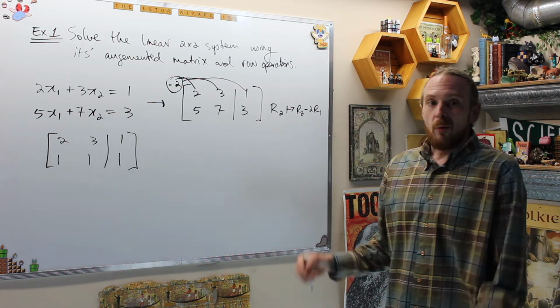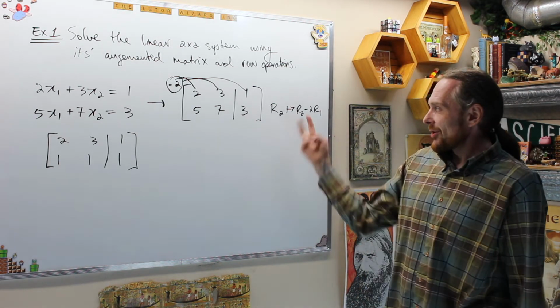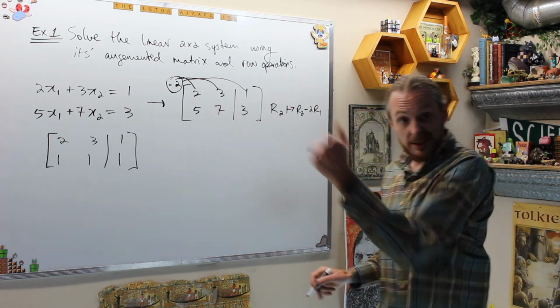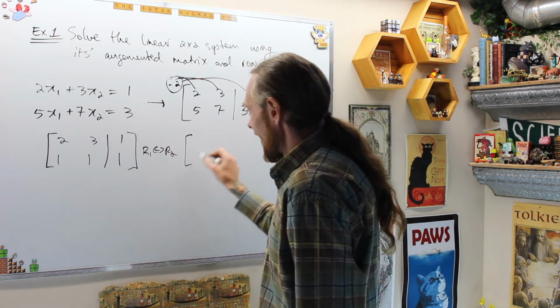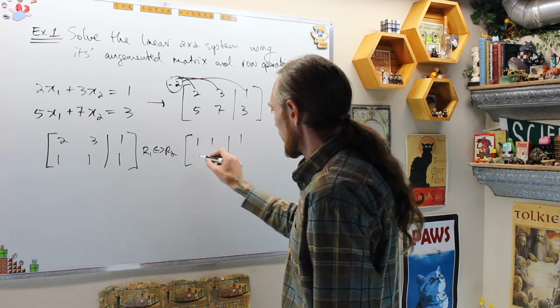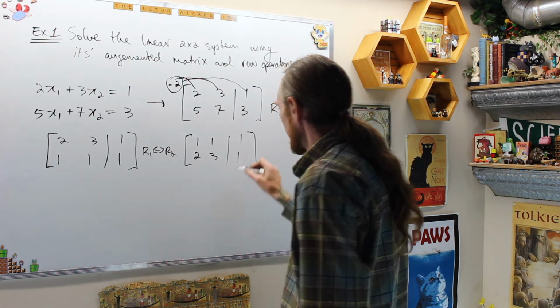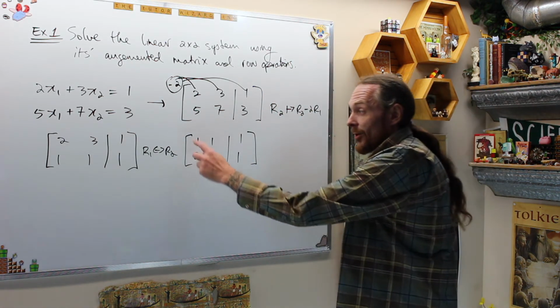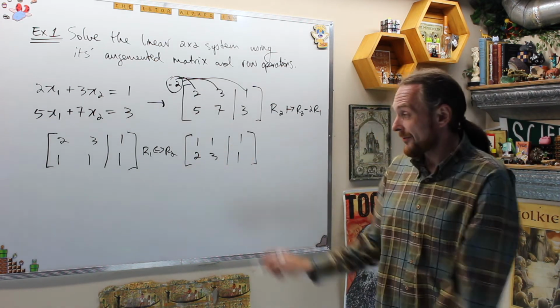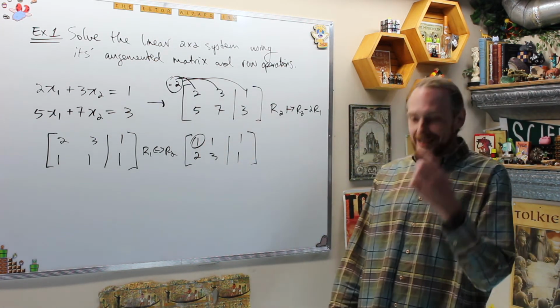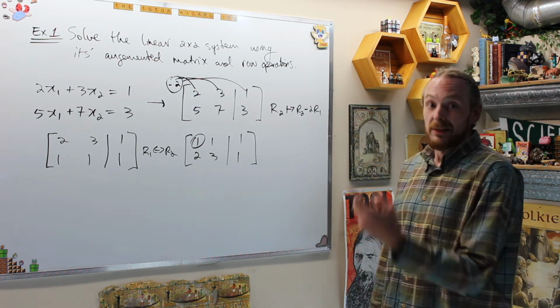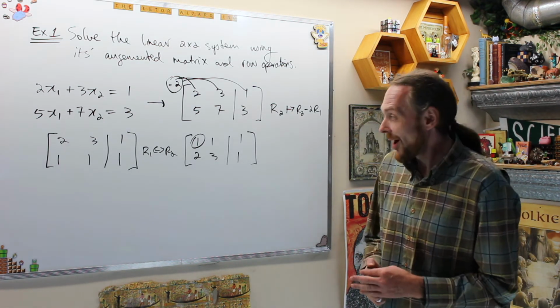Now what do I do? I want a 1 on that top corner. I'm allowed to interchange rows whenever I want, so I'm literally going to interchange rows 1 and 2. Now I have what I want. Now I have a leading 1 in the top left corner. That's your first goal. I don't care how you do it. That's what you want, and you'll see why immediately.